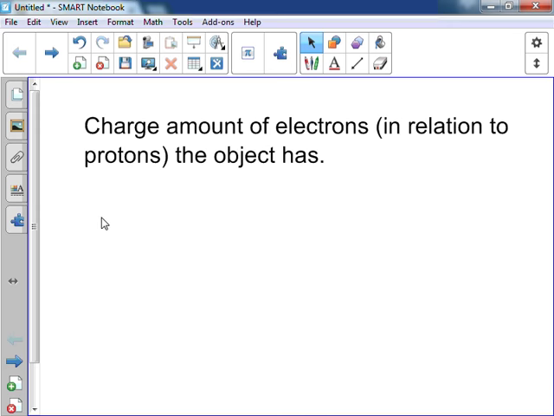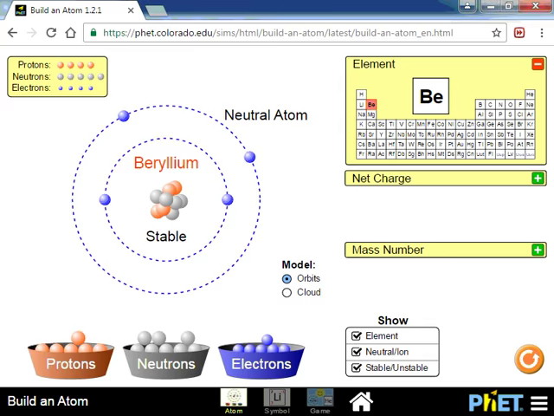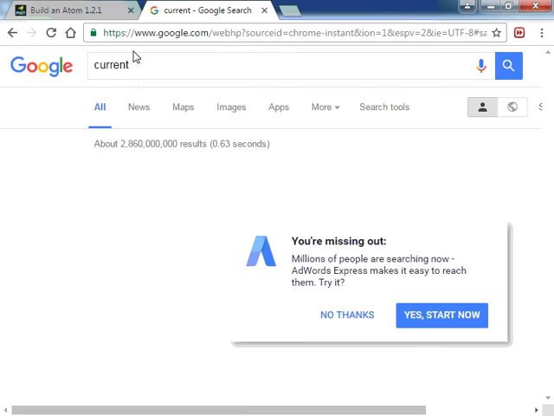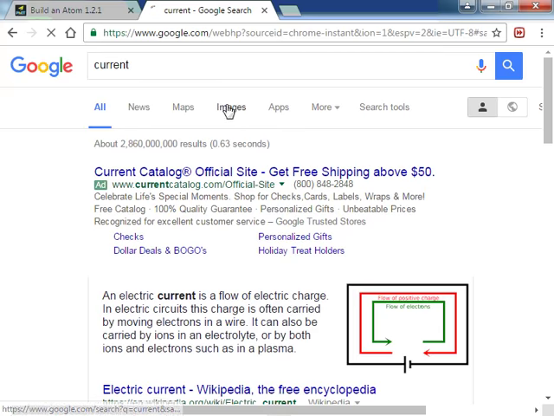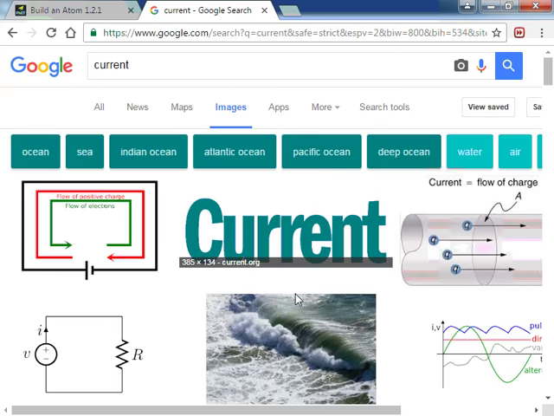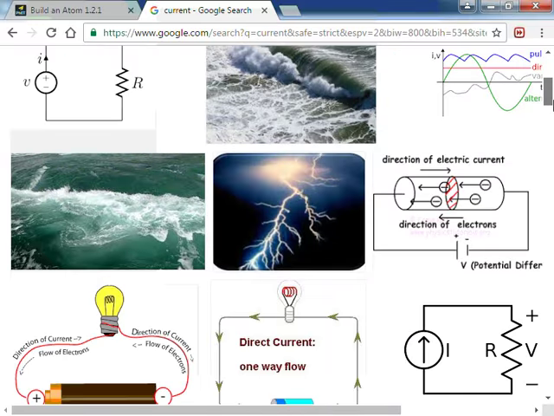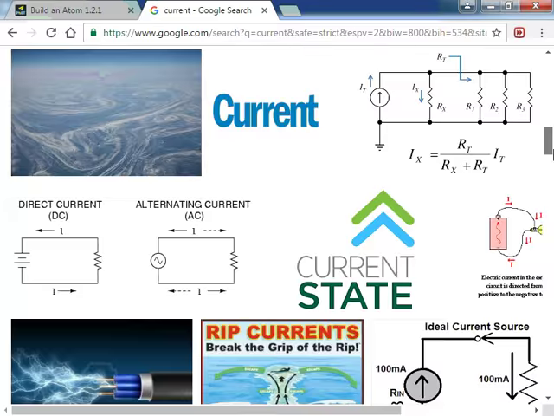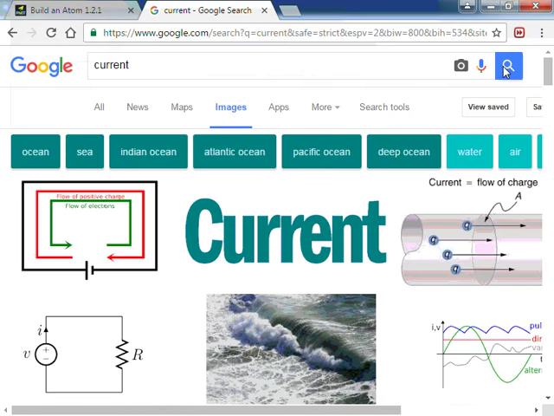Okay, so now I'm going to move on. The second definition we need is what is electric current. If you think about the current, the very first thing that comes to mind is something like a river. In fact, we can Google that, and if I put in current here and go to images, you can see electric current, and you can see water, river, ocean, air currents. You can see all sorts of currents. Of course, the one we are interested in is electric current.